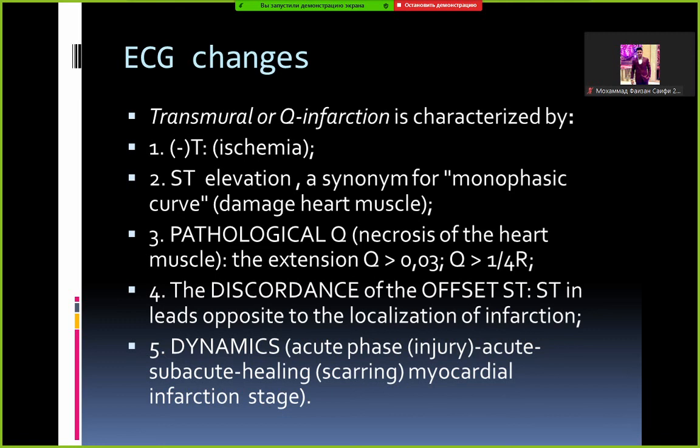The next ECG change is called discordance of the offset ST. ST segment in leads opposite to the localization of infarction will be depressed. And the next change is dynamics, because there are several phases of acute myocardial infarction, and we may detect these phases by a series of ECG testing.